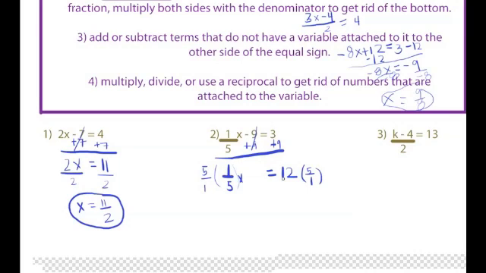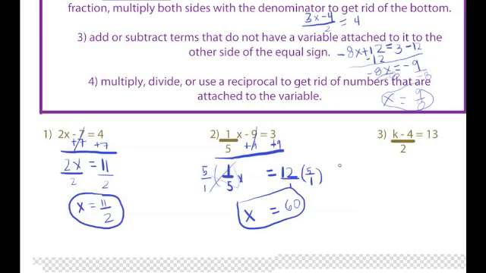If it helps, make this a 12 over 1. Okay, and so everything cancels out on that left side, so I end up with x equals 12 times 5 is 60. 1 times 1 is 1. You don't have to put it over 1. You can just leave it as x equals 60. Okay, and there you go.